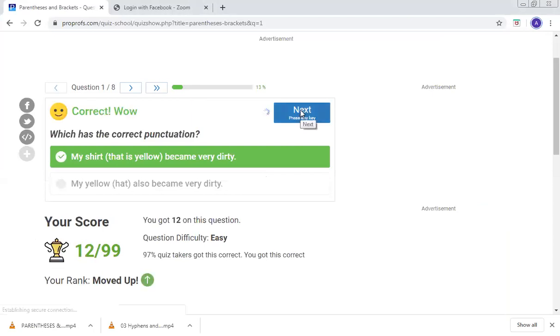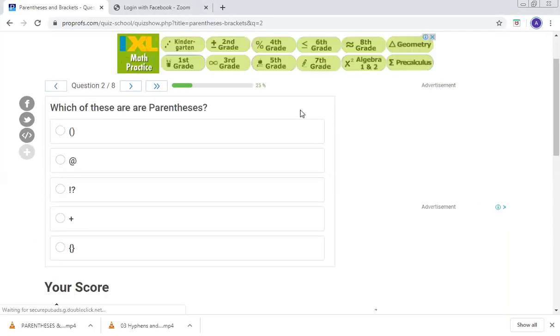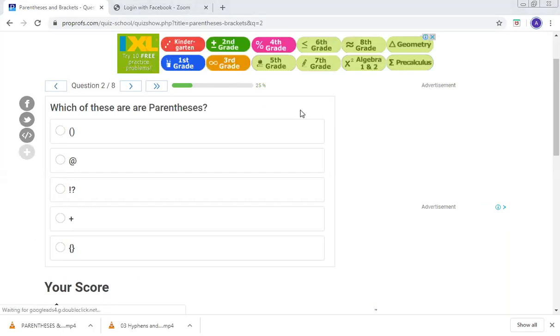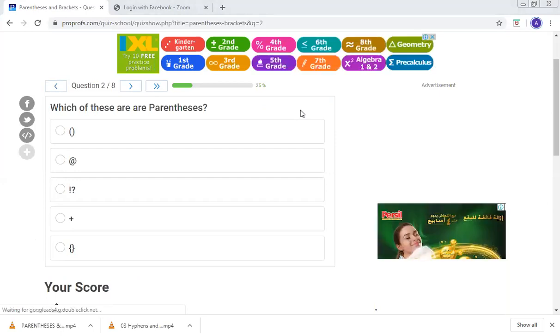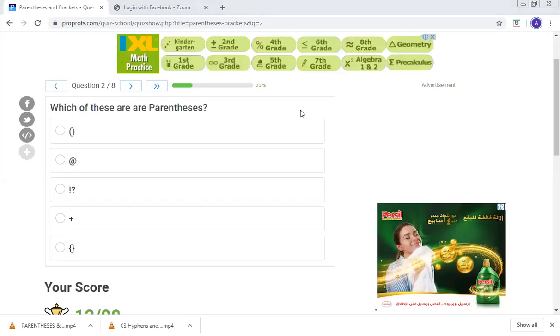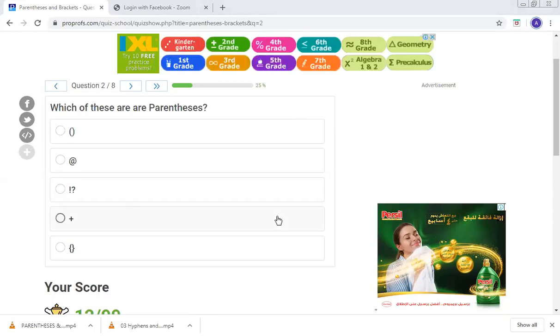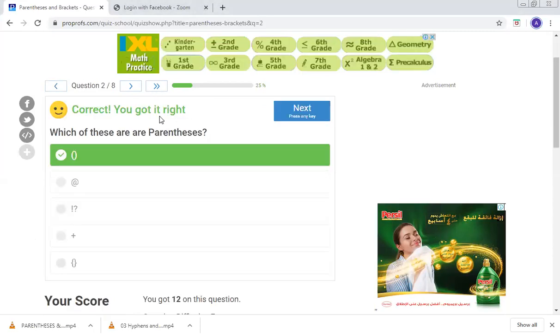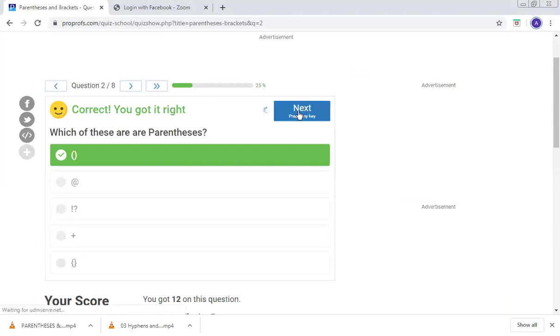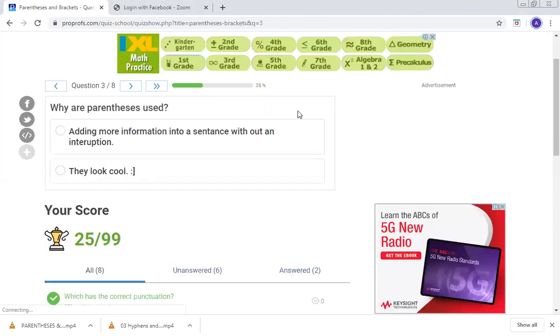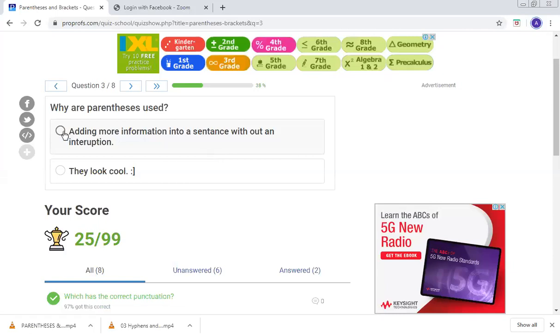Thank you, Saleh. We have here Laith. Laith, yes, go ahead. Are you there, Laith? Mister, can I answer? Go ahead. First one. Okay. And Mu'taman, continue with the other one because it's just an easy one. Yes, go ahead, Mu'taman. Why are parentheses used? Adding more information into a sentence without an interruption.